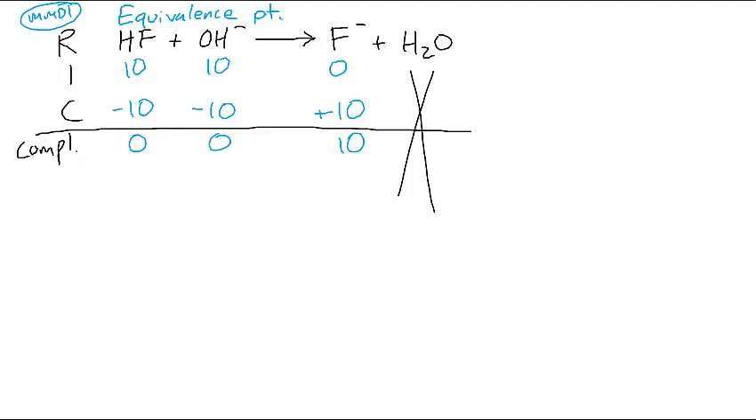So now we send it back. We can't use the Henderson-Hasselbalch equation because we don't know the concentration of both members of the conjugate pair. So I have to send it back.